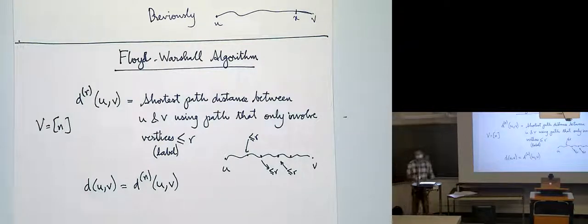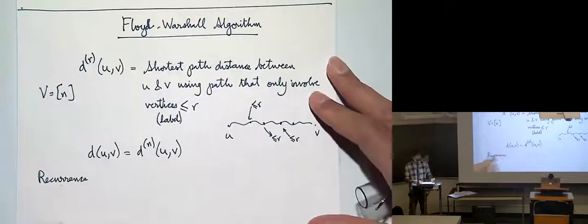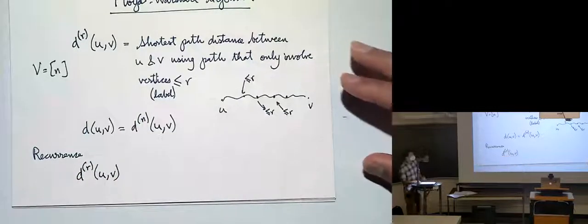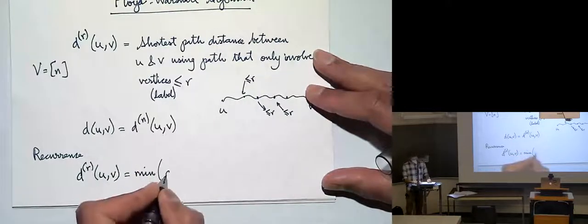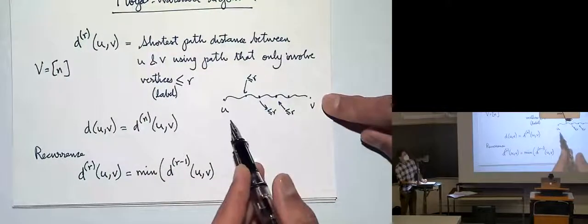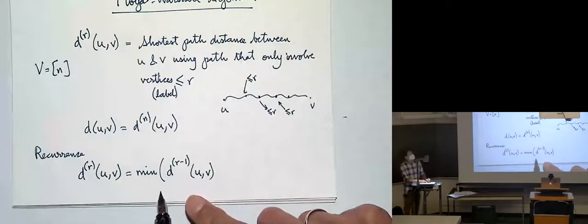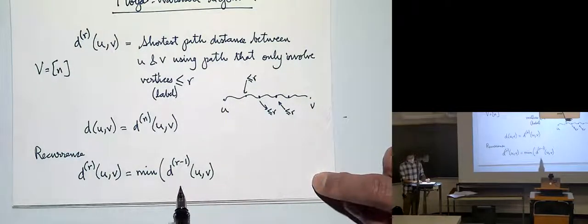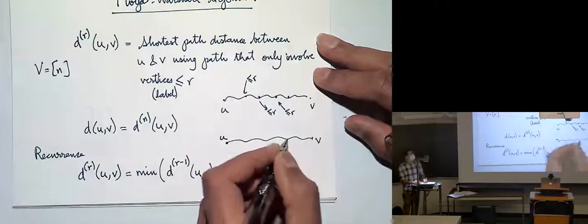Now this is the really clever bit. Let's write the recurrence for d^(r)(u,v). So this is the min of, you're only looking at paths where things have a label of at most r. So either you never used r, else what happens? You must have used r on this path somewhere.